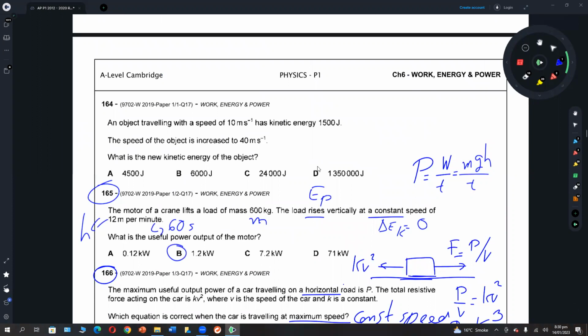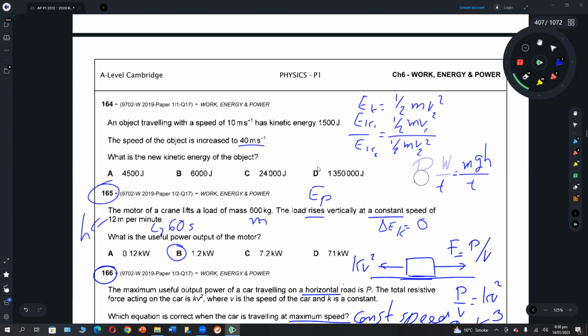An object traveling with a speed of 10 has kinetic energy 1500 joules. The speed of the object is increased to 40. What is the new kinetic energy of the object? We can solve it by the ratio method. Look, the formula of EK is half mv squared. The mass has not changed, so we write EK1 upon EK2 is equal to half m v1 squared upon half m v2 squared.